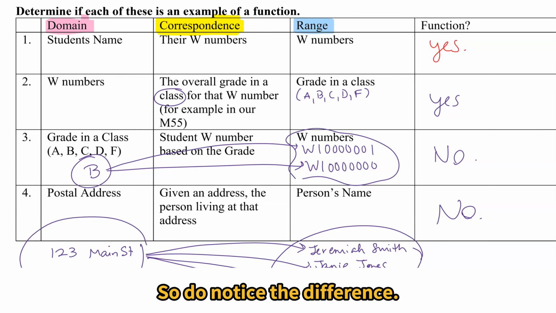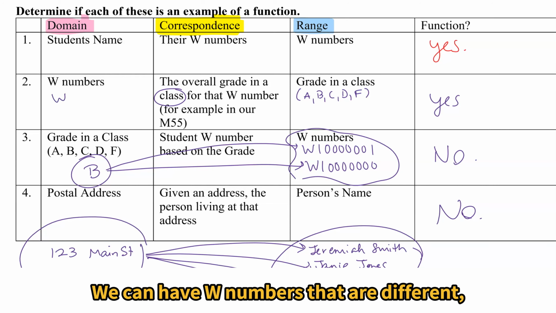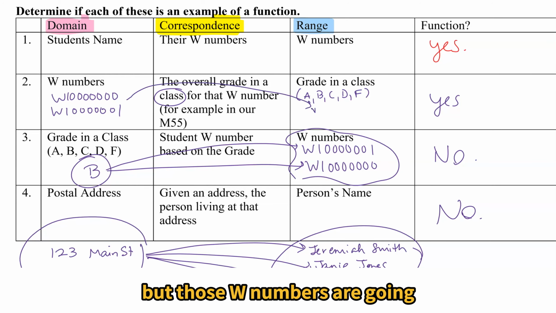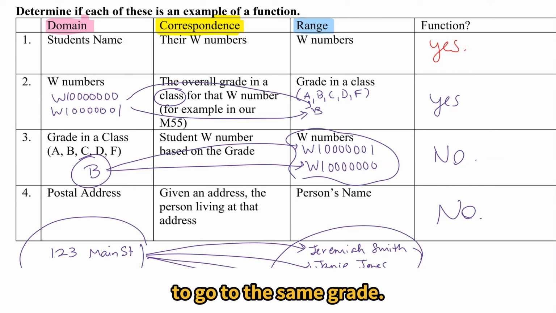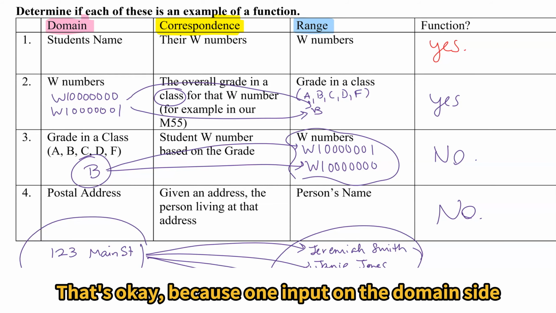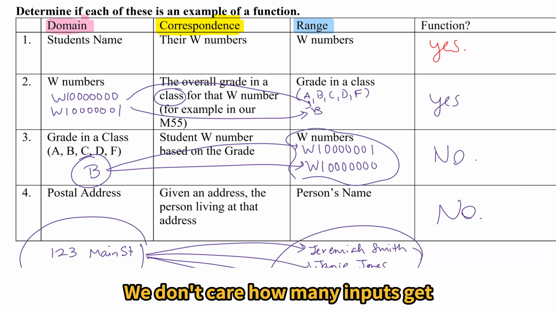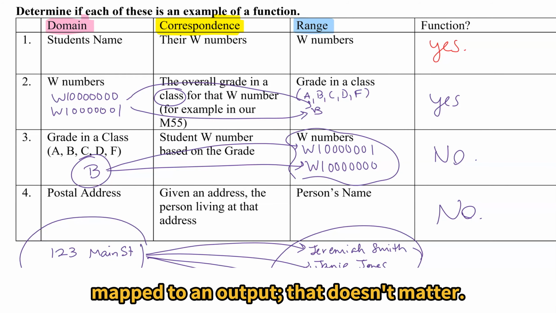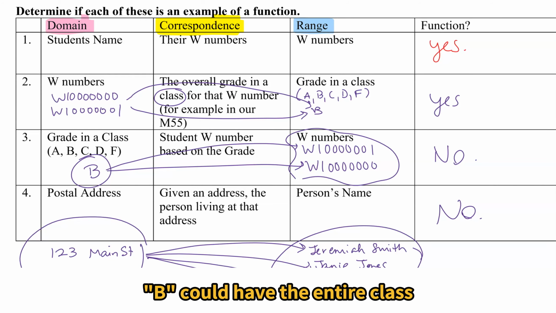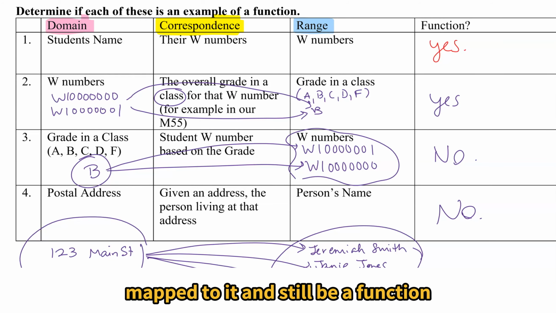So do notice the difference. We can have W numbers that are different, but those W numbers are going to go to the same grade. That's okay because one input on the domain side goes to only one output on the range side. We don't care how many inputs get mapped to an output. That doesn't matter. B could have the entire class mapped to it and still be a function in number 2.